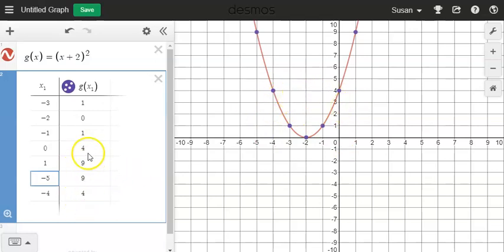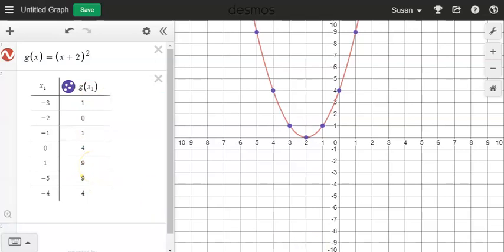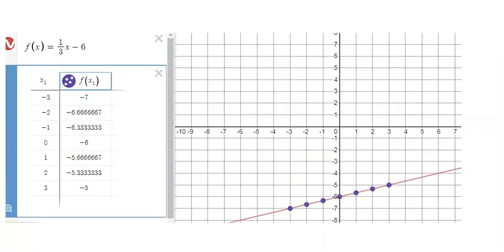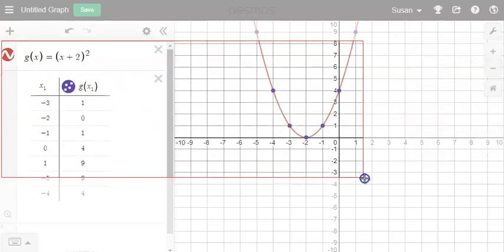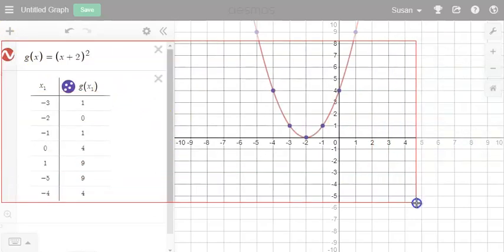So my x coordinates are different, but my y coordinates are repeating. And the same here at -3 and -1, I have the same y coordinate, 1. So as you can see in this table, we have quite a few repeating y coordinates. So this function we would say is not one-to-one. Now I'm going to copy this and snip it and paste it. If you can't do that, just write a description of what you're seeing.